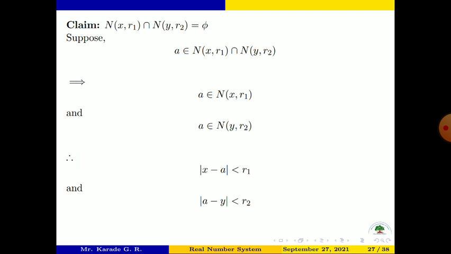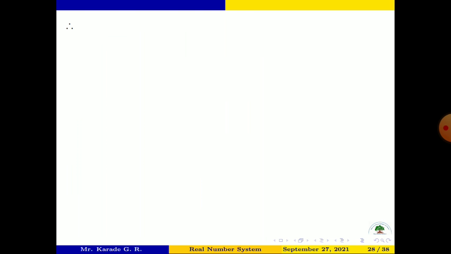What happens if a is in the neighborhood of x with radius r1? Then the distance between x and a is strictly less than r1, and as a is in the neighborhood of y with radius r2, the distance between a and y is also strictly less than r2. Therefore, mod of x minus a is less than r1 and mod of a minus y is less than r2. All these inequalities we have to keep in mind.